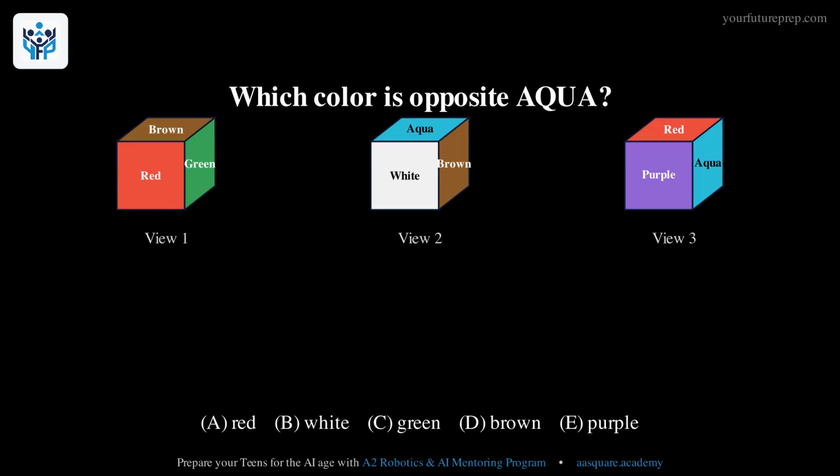In view 2, the top is aqua, the front is white, and the right is brown. In view 3, the top is red, the front is purple, and the right is aqua.